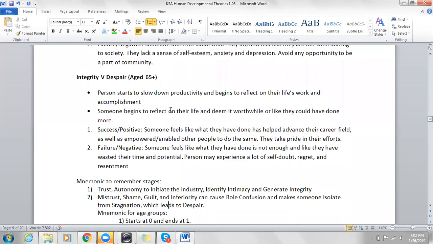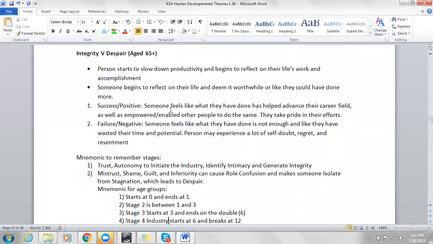The mnemonic to remember the stages: trust, autonomy, initiative, industry, identity, intimacy, generativity, and integrity. And those are all the first words for the stages. And the second bullet is the second part of all of the phases. So mistrust, shame, guilt, and inferiority can cause role confusion and make someone isolate from stagnation, which leads to despair.